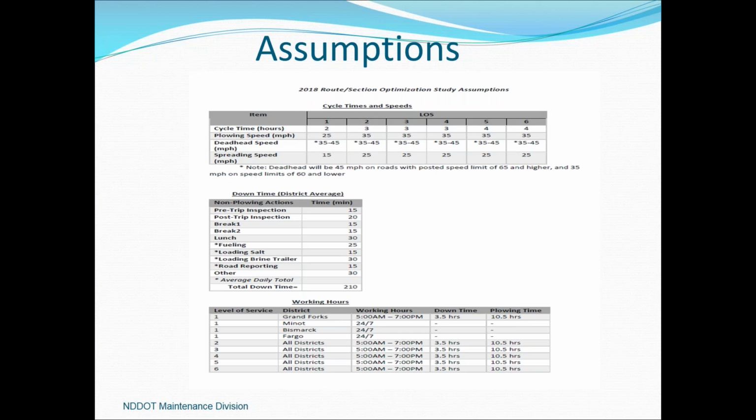Getting the program set up, you need to come up with a number of assumptions. The big assumptions for getting the results out of the system are your cycle times, your plow speeds, your deadhead speeds, your spreading speeds. Those are key indicators in the program. But in looking at your operation throughout the day, we took a step back and validated with our districts, well, how many hours a day are you actually out plowing? You need to do pre and post trips, you take breaks, you take lunches, you load salt, you unload it at the end of the day.